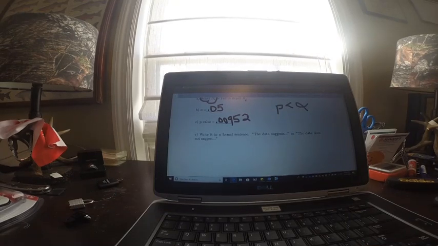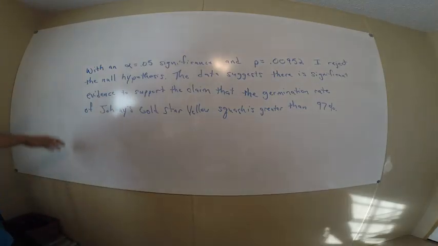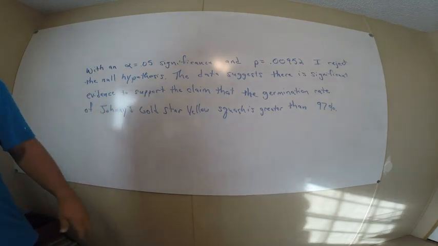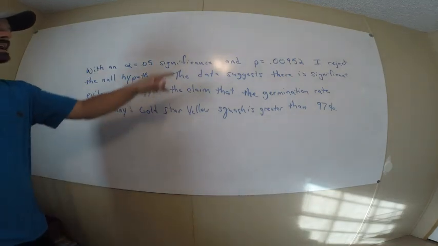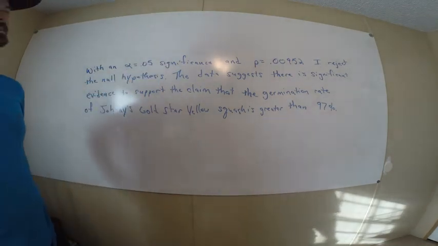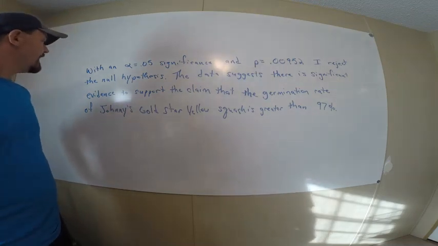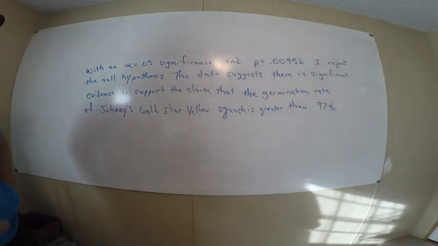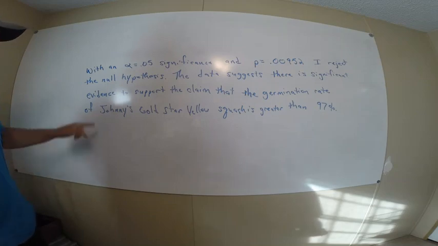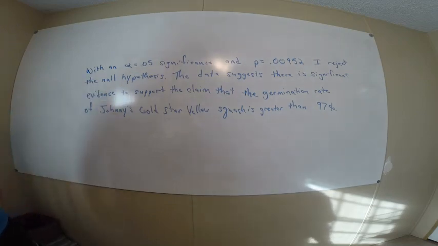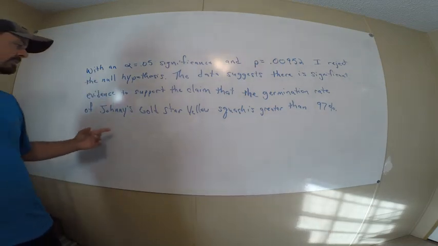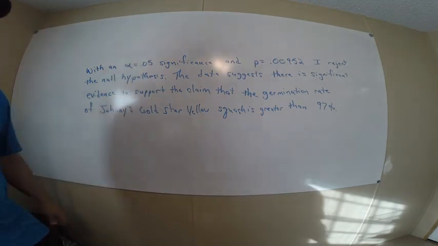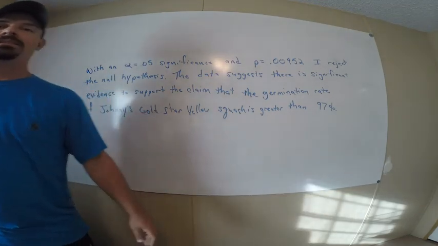So I'm going to put it up on the board real quick, and I might write a few other things out as well when I do that. But there it is for you. So if we're going to put it in a complete sentence with an alpha equals 0.05 significance and p equals 0.00952, I reject the null hypothesis. The data suggests that there is significant evidence to support the claim that the germination rate of Johnny's Gold Star Yellow Squash is greater than 97%.